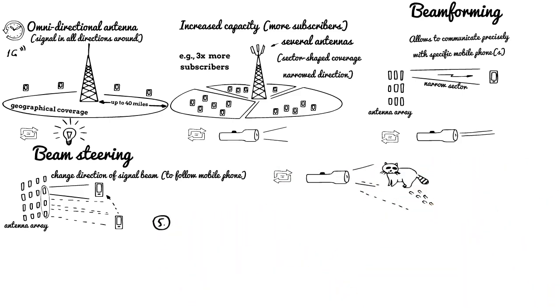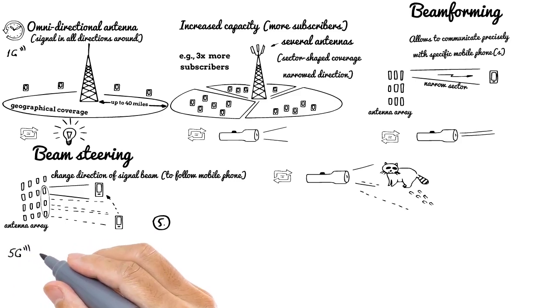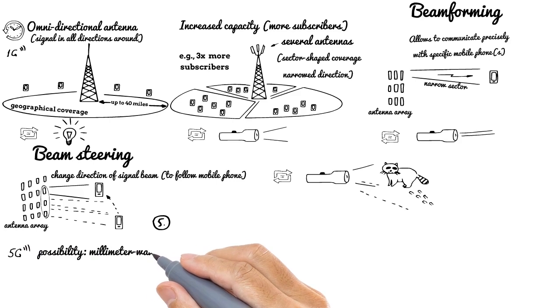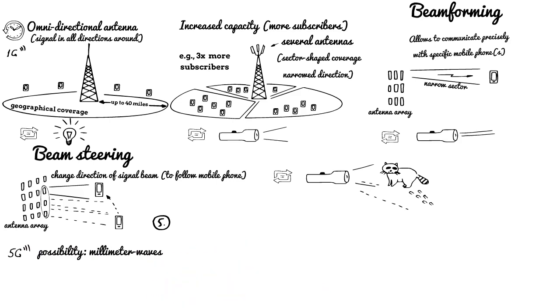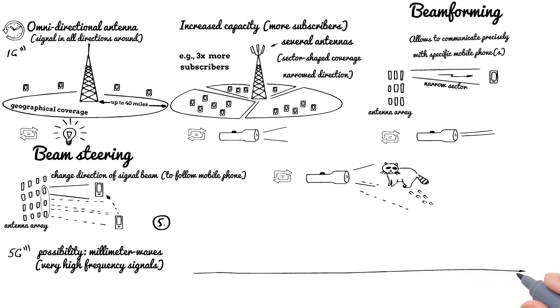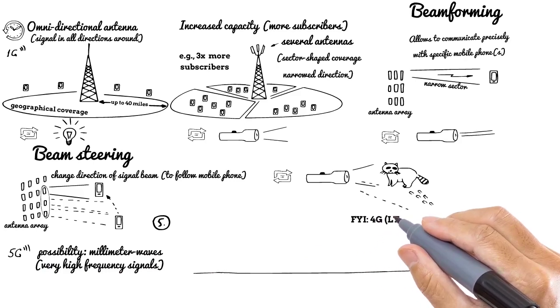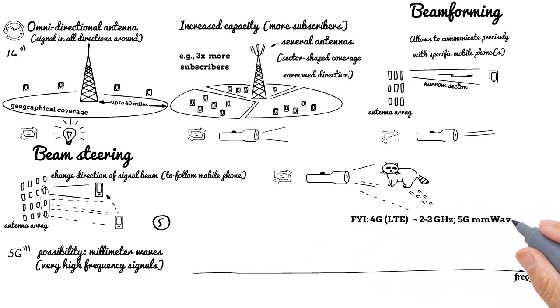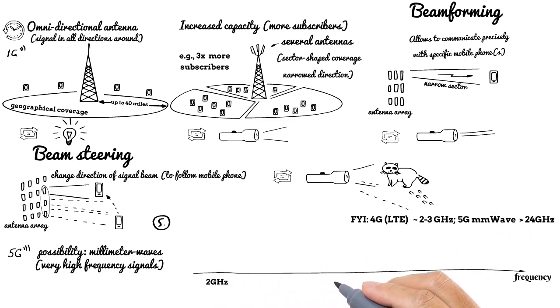And the fifth enhancement with radio I want to mention within the topic of increasing data throughput over the air. It's about frequencies used in different generations. In 5G networks, the possibility to use so-called millimeter waves was introduced by mobile networks. When they talk about millimeter waves, that means very high frequency signals. In 4G, the LTE standard uses frequencies around 2-3 GHz. Millimeter waves start from 24 GHz and above.